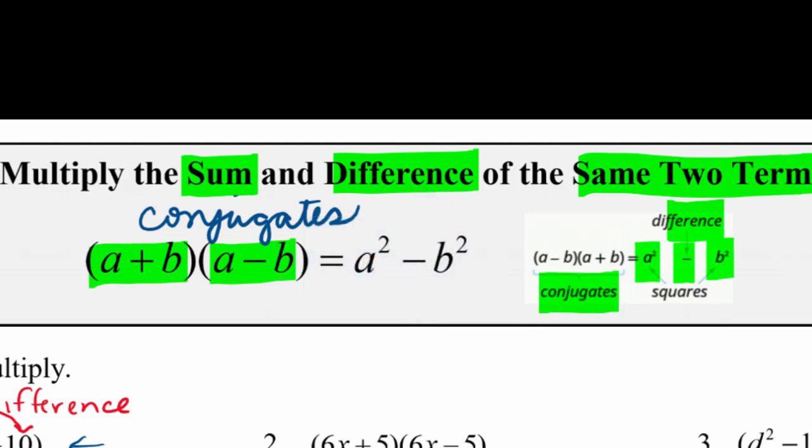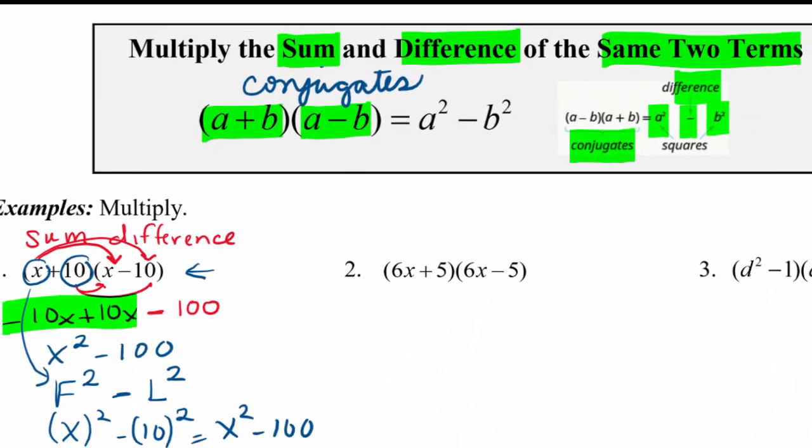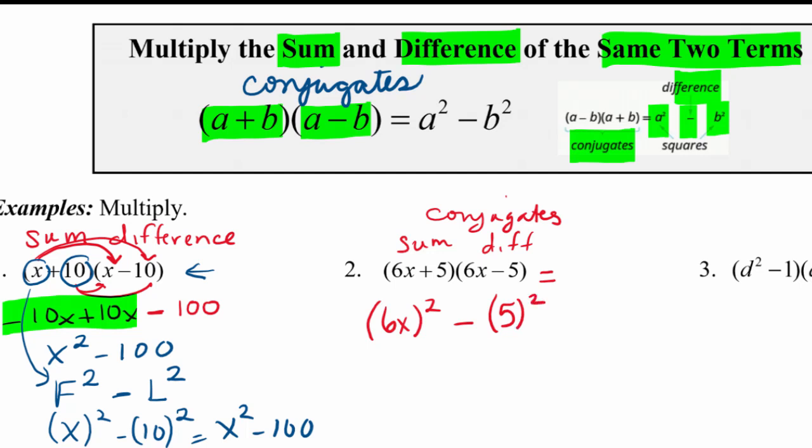So how are we going to use that? Well, let's use it in number 2. So again, we have here a sum and a difference. So we have here conjugates because they are the same two terms in the binomials, but one has a plus as a middle term and one has a minus as a middle term. Call those conjugates, and according to our special product, we should be able to square the first term minus square the last term. So when we square the first term, we get 36x squared minus, and then 5 squared is 25.